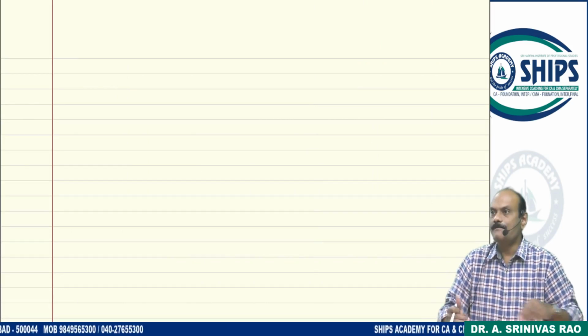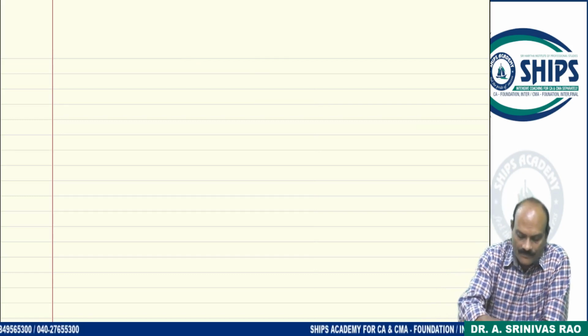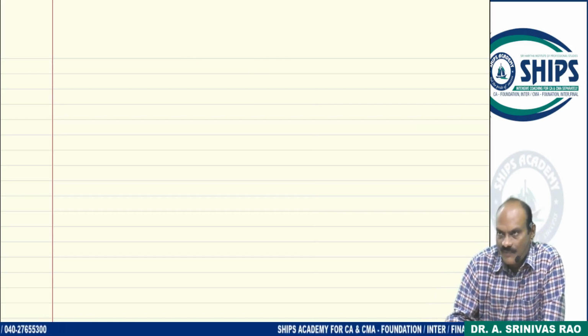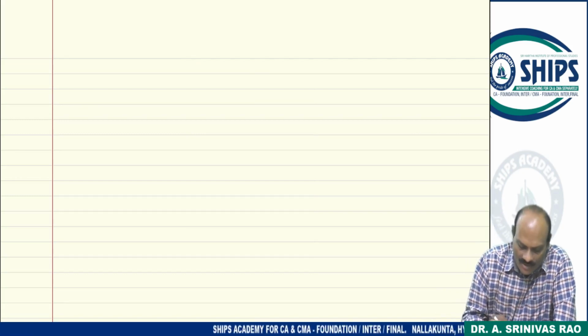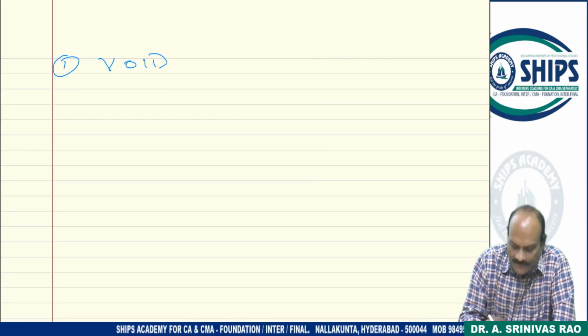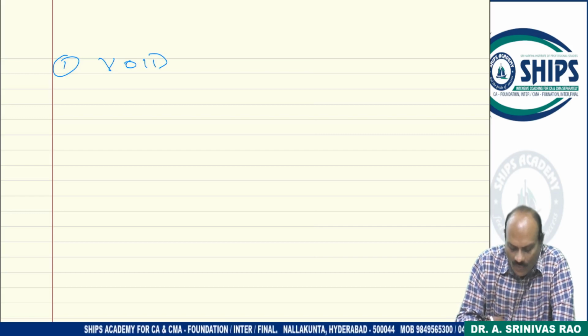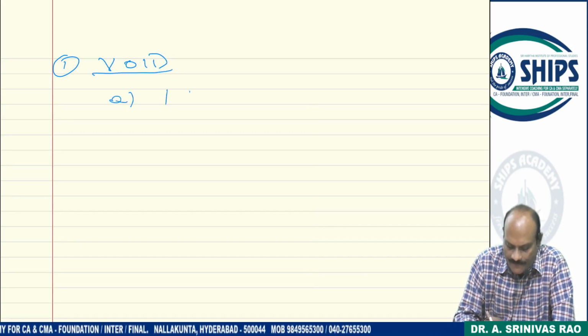Now, the continuation. Second one, invalid contracts. Yesterday we have done valid contracts. Now it is invalid contracts. In the invalid contracts, the first one is void contract. These void contracts are further classified into two types. One is "is void".